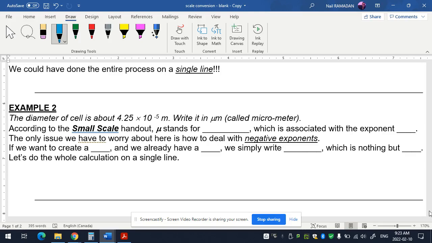So the diameter of a cell, like the whole size, is about 4.25 times 10 to the what? Does that make sense? Yeah, cells are very small. Good. Write it in micrometers. Why do you think I chose micrometer? Why do you think I didn't choose other scales?